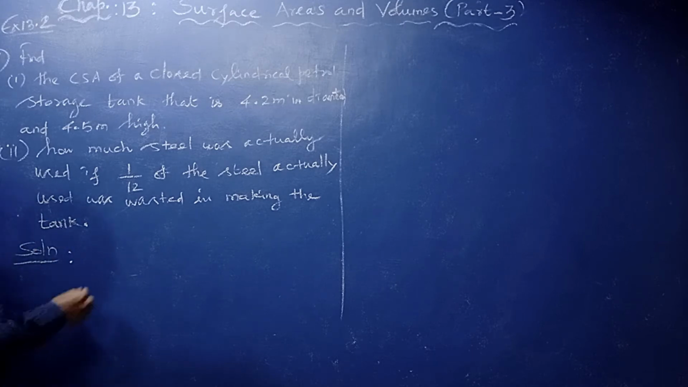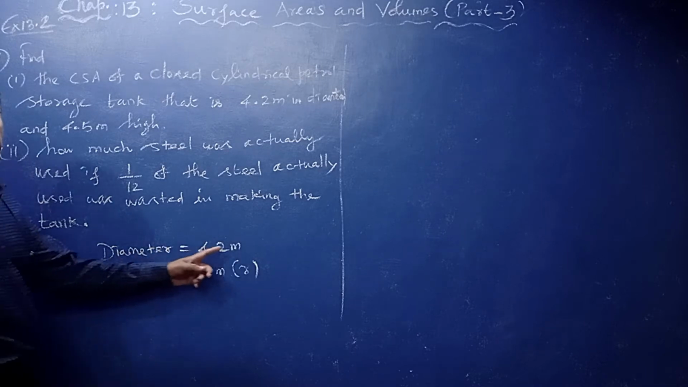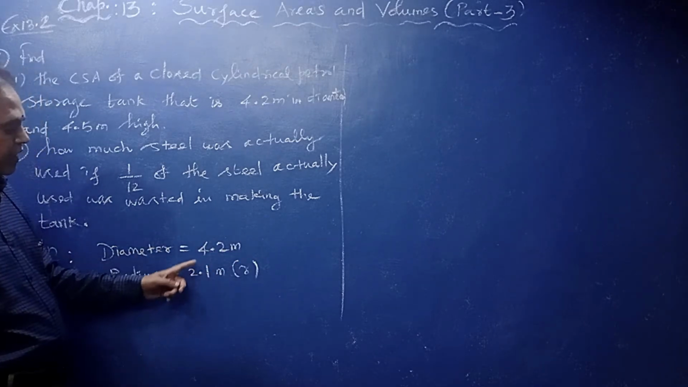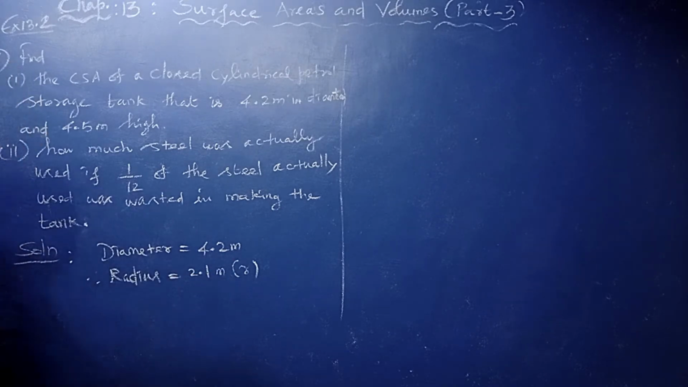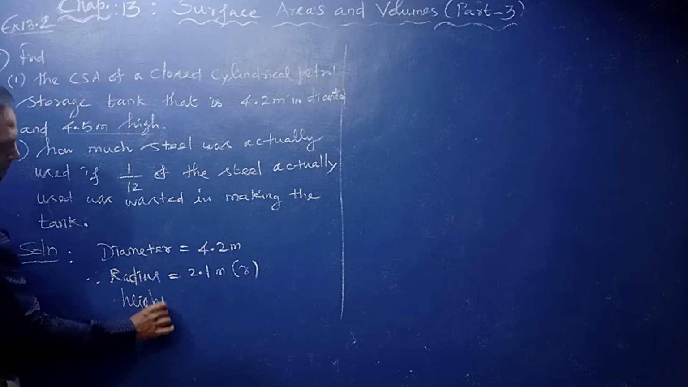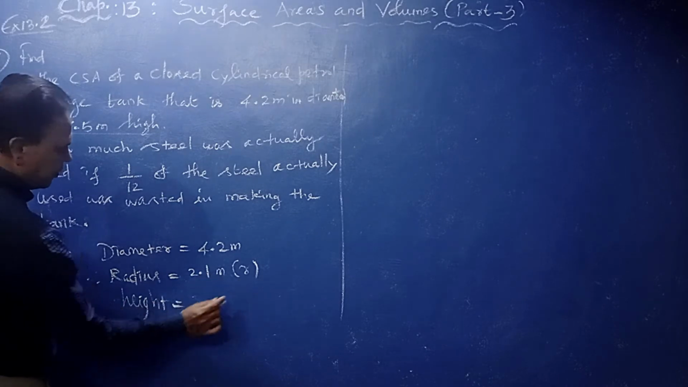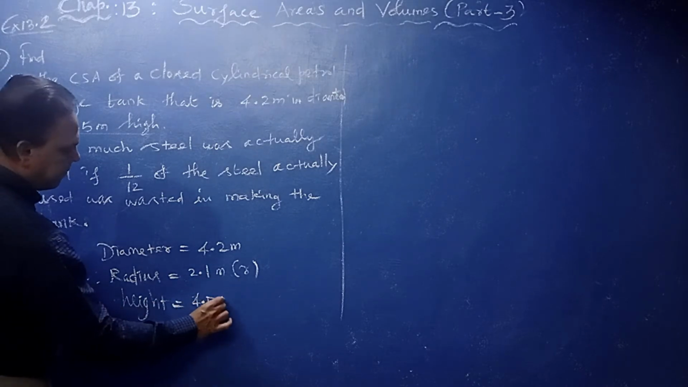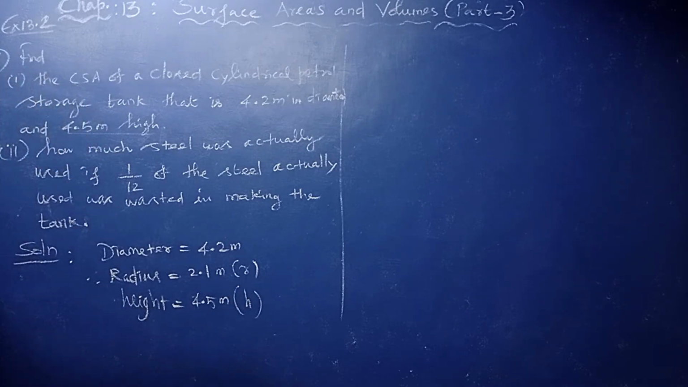Solution. The diameter is given, 4.2 meter. Radius is diameter divided by 2, that is 2.1 meter. Keep it as R. Next, the height is given, 4.5 meter.